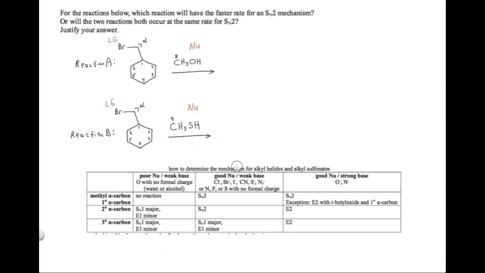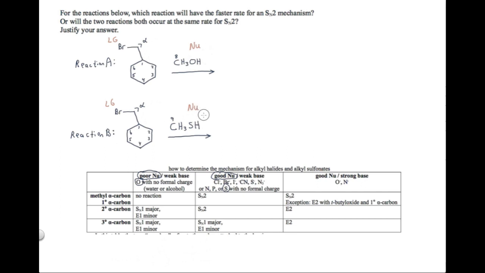Well, we can use this table to tell us that a neutral oxygen is a poor nucleophile. But on the other hand, a neutral sulfur is a good nucleophile. So here we have a poor nucleophile, and here we have a good nucleophile. That tells us reaction B will be faster.